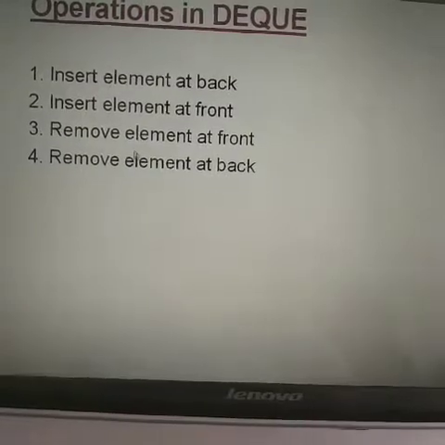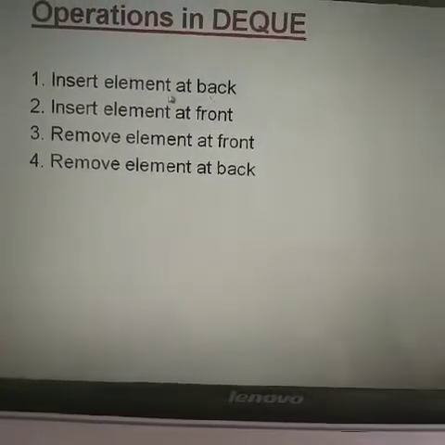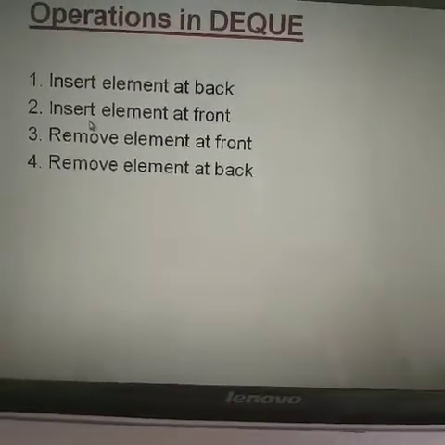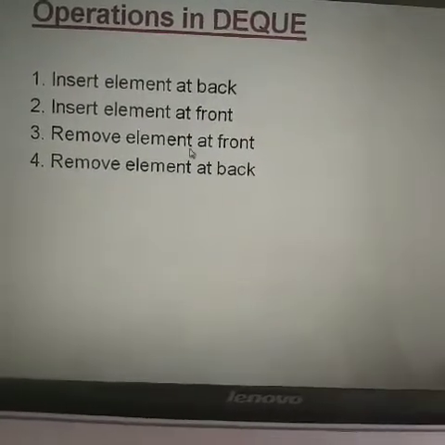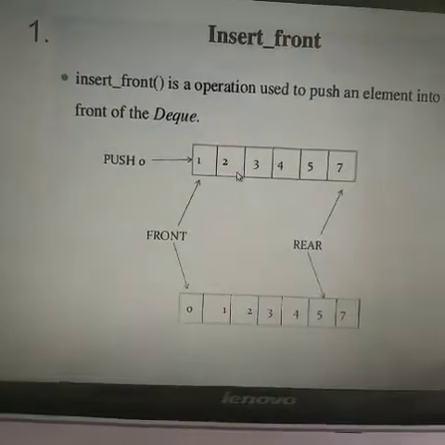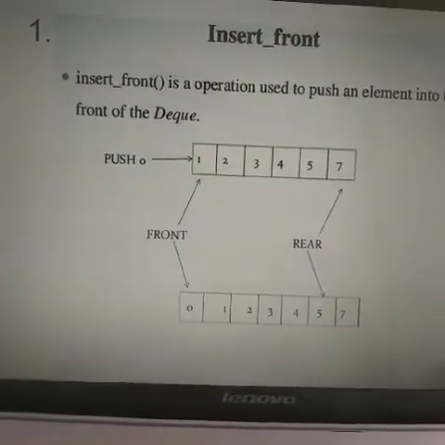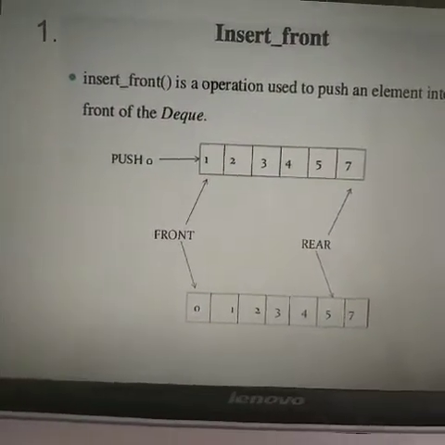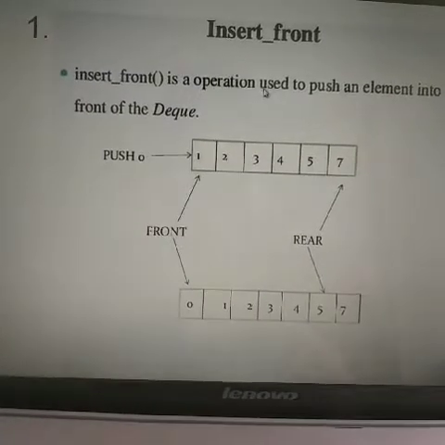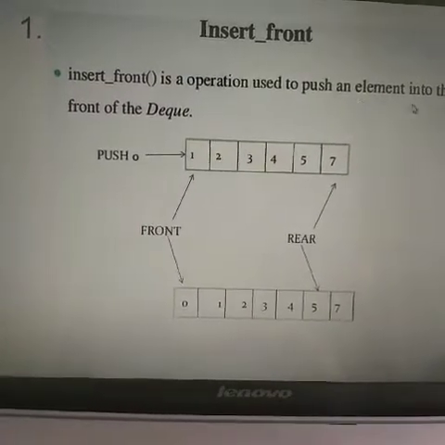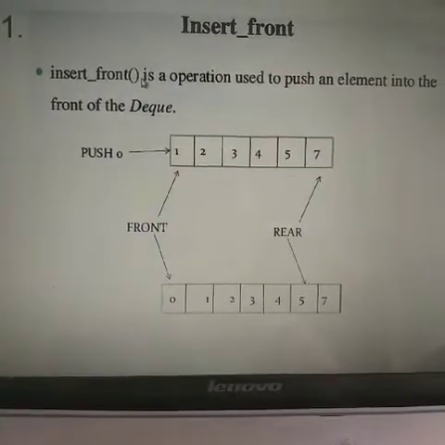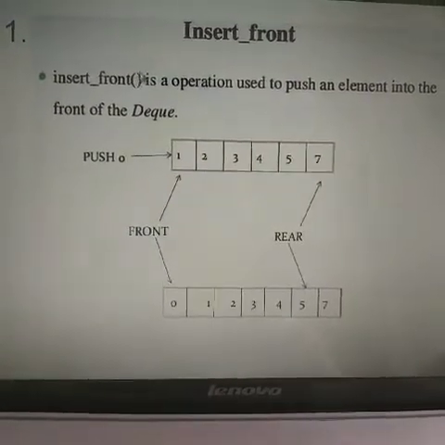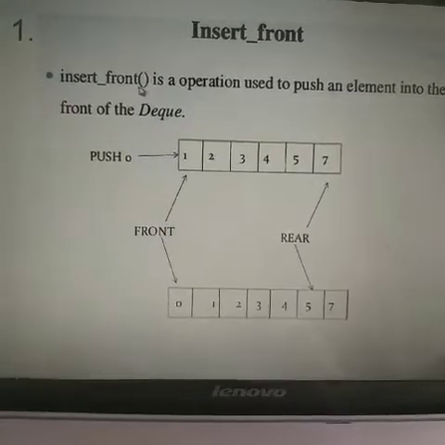So there are four operations: insert an element at the back and insert an element at the front, both sides, and removal from the front and the back. So first of all we discuss the insertion from the front side. Insert front is an operation that is used to push an element into the front of the DQ, which means that insert front, this bracket is known as the function here.